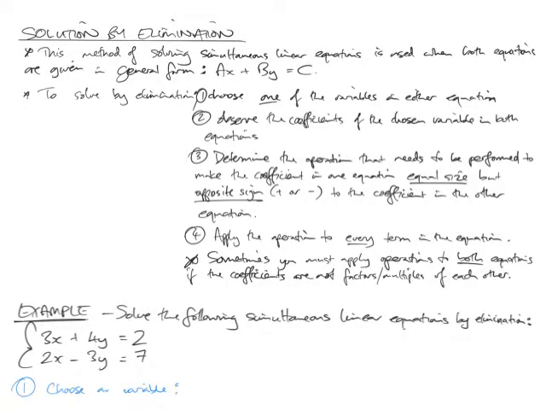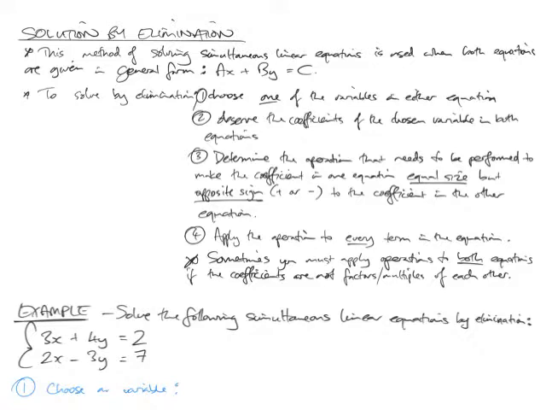This is another video. This one is on solution by elimination. This is maybe the trickiest method of solving simultaneous linear equations. And it's used when both equations are given in general form, so the variables are on one side of the equation, such as ax plus by is equal to c, where a, b, and c are just numbers, integers.